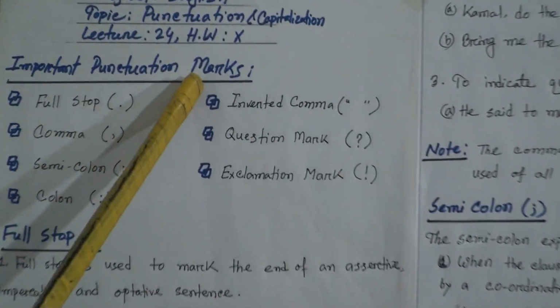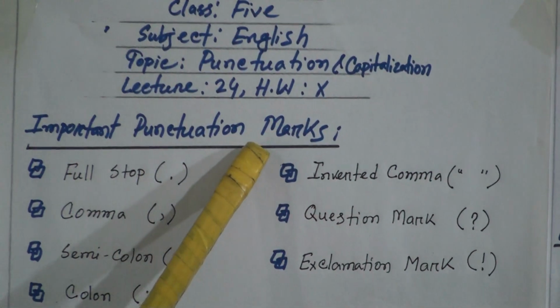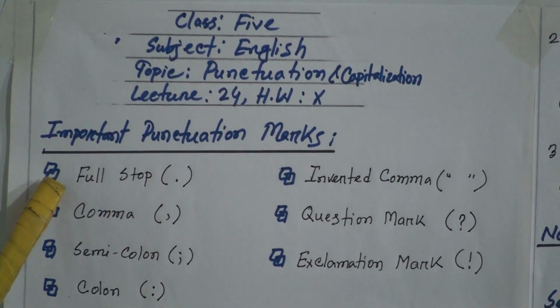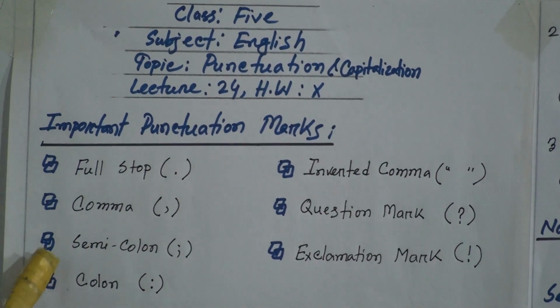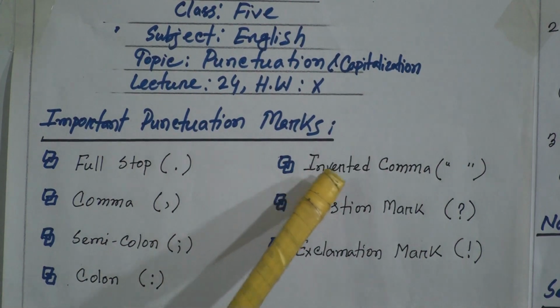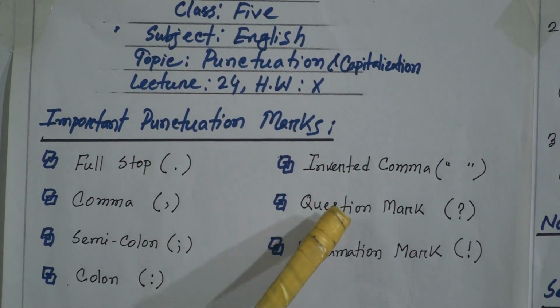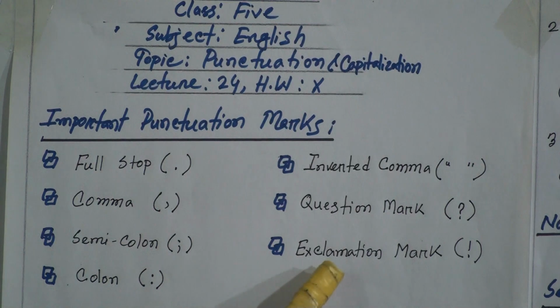Important punctuation marks. Today we will discuss some important punctuation marks. Number 1, full stop. Number 2, comma. Number 3, semicolon. Number 4, colon. Number 5, inverted comma. Number 6, question mark. And number 7, exclamation mark.